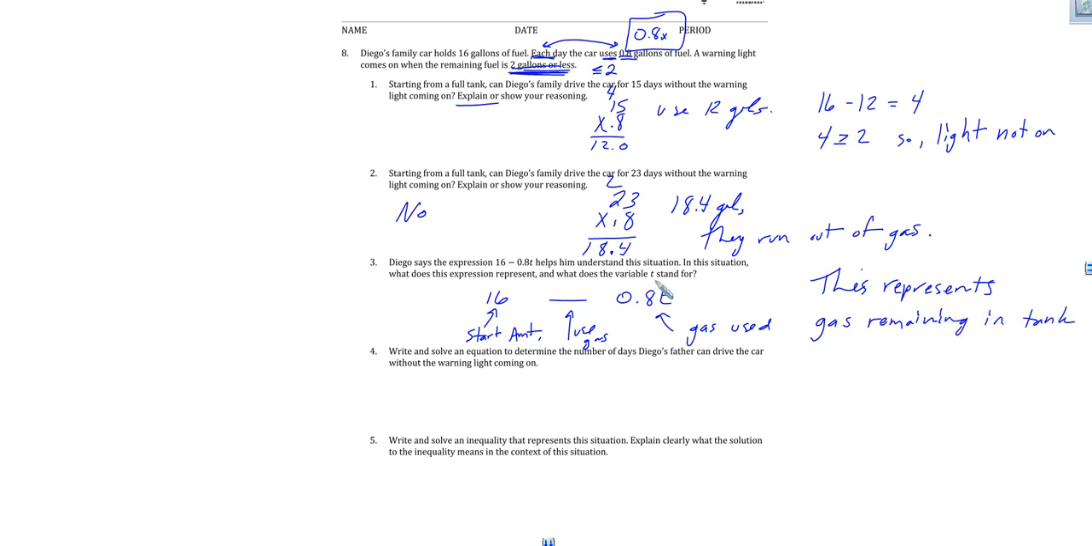And the t in this case stands for what? Well, what do you do times 0.8? What did we do every time times 0.8? We multiplied by the number of days. So t equals days. I'm going to pause there. We'll do part 2 and finish up 4 and 5 on the next half video.